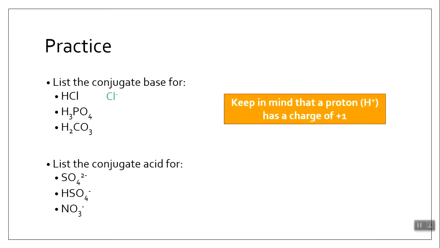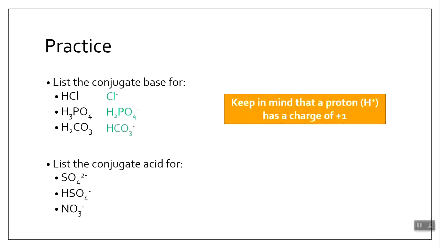H3PO4. You lose a hydrogen ion, then now you only have 2 hydrogens, right? And it becomes H2PO4-. H2CO3. If it loses that hydrogen, now you have 1 hydrogen left, and the overall charge is -1.